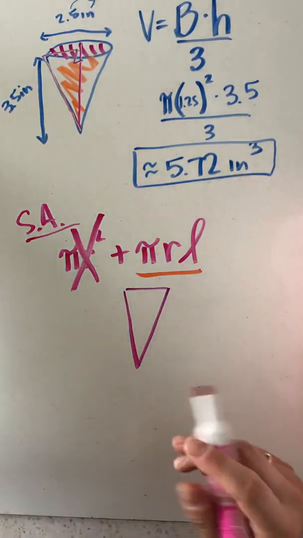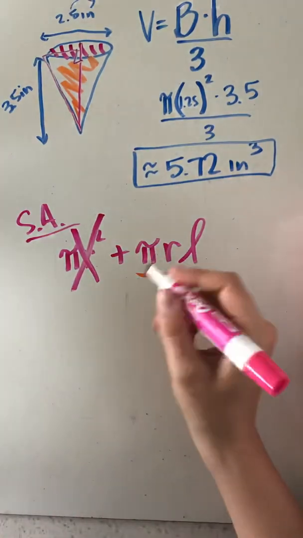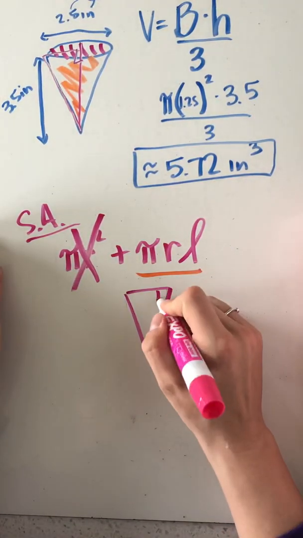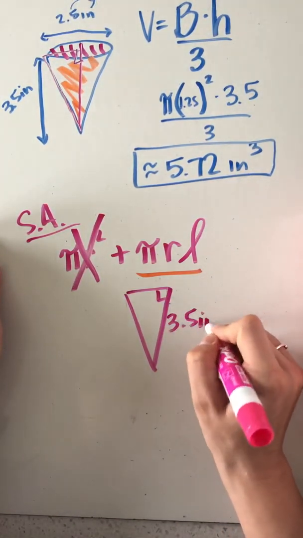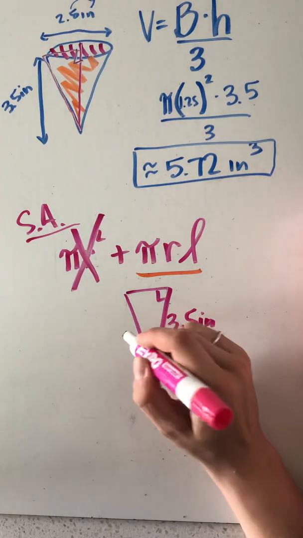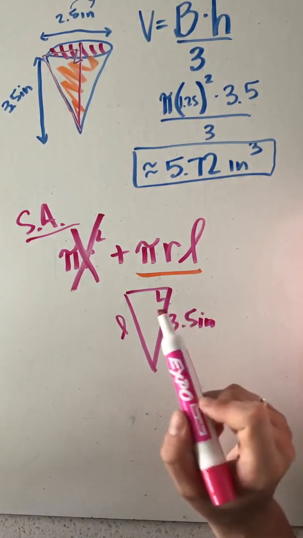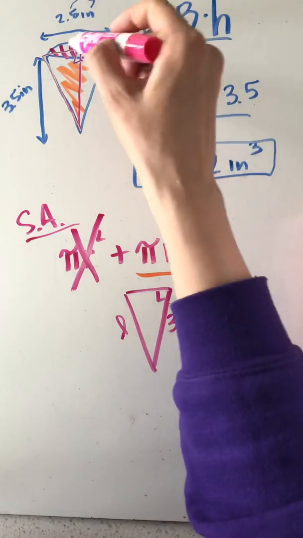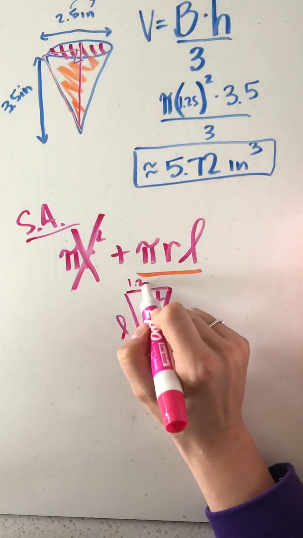Oh man, that is not a right triangle. Let's redo that. Okay, so it's got 3.5 inches because they told us that was the height, and we're trying to find the slant height. And we know that this distance right here is actually the radius, so 1.25.